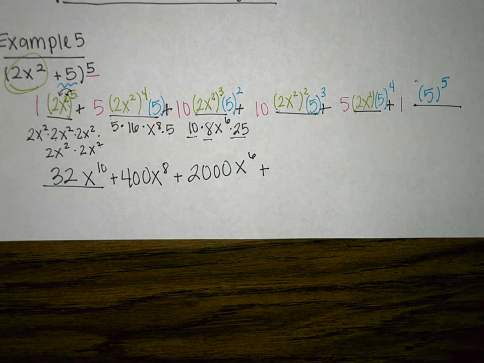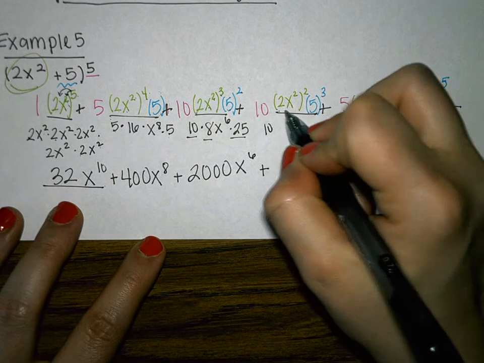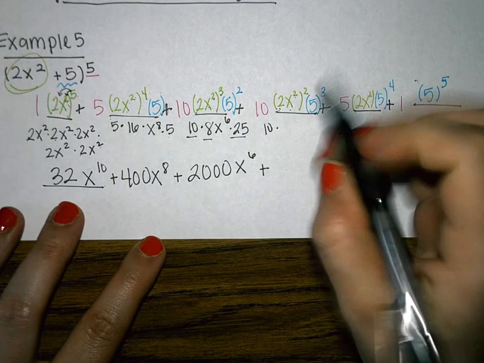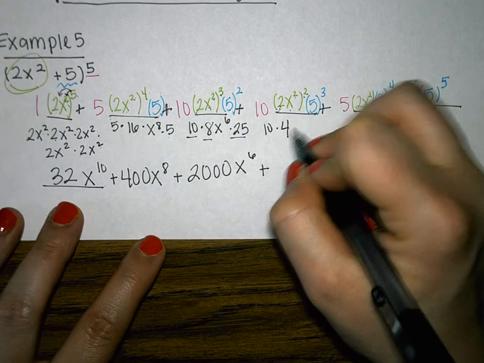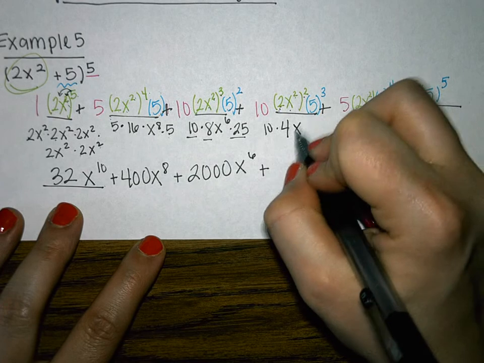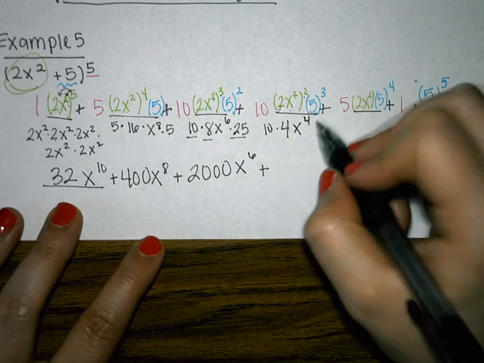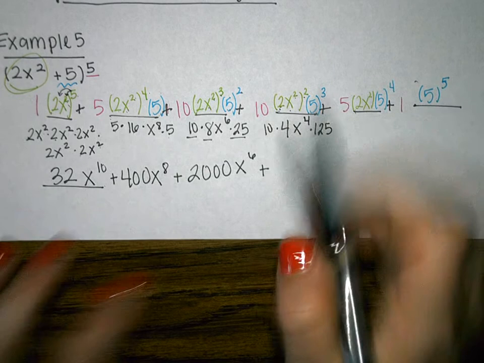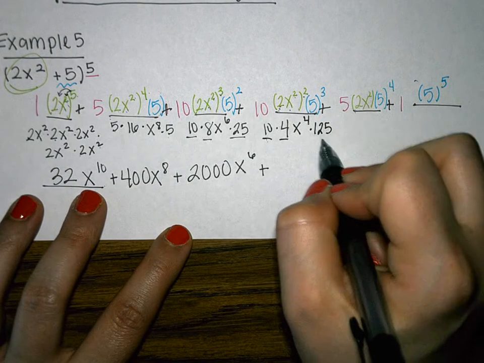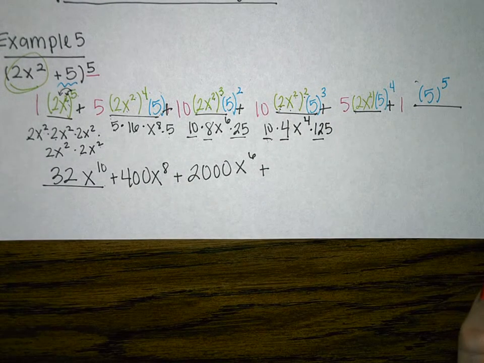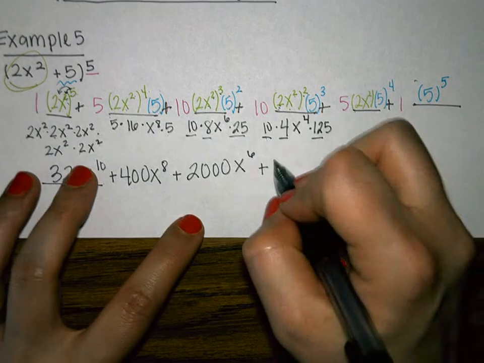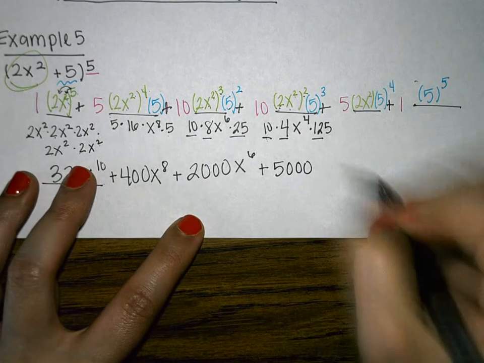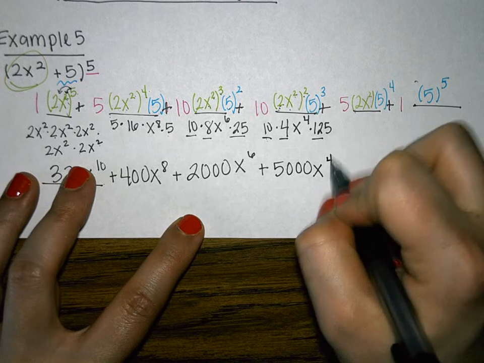Plus, my next one is 10 times 2x squared squared. 2 squared is going to give me 4. X squared squared is x to the 4th. And then 5 to the 3rd is 125. So this is 10 times 4 times 125, which comes out to 5,000. And then we have x to the 4th.